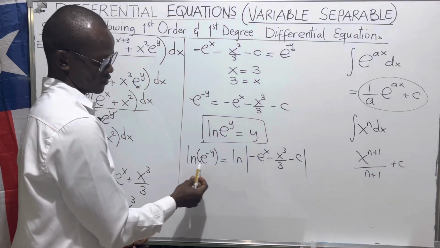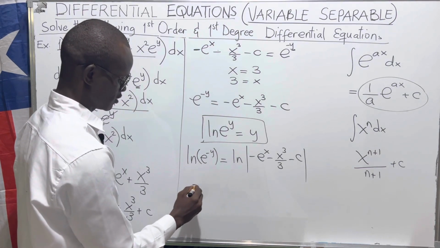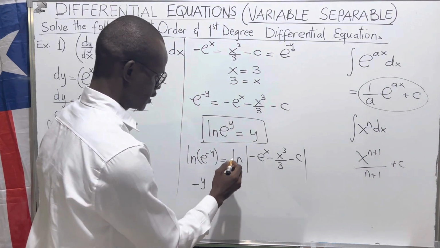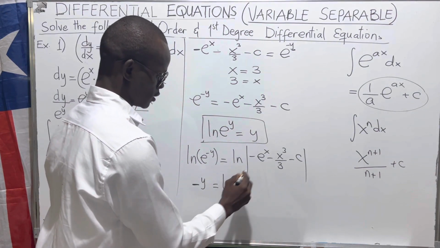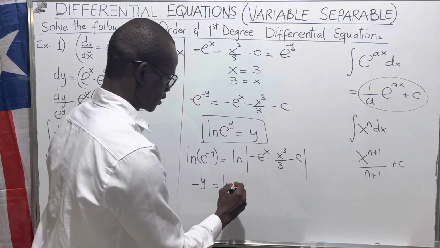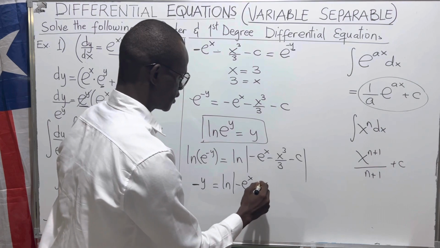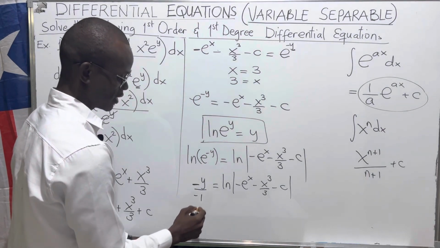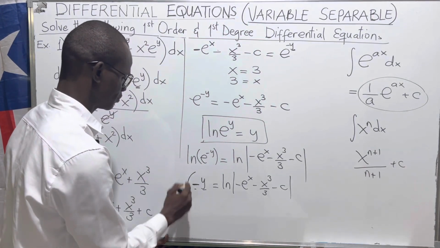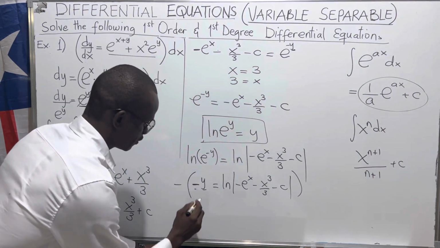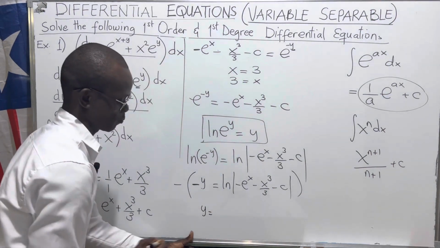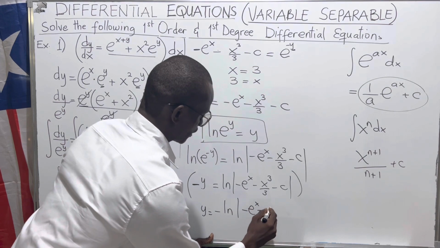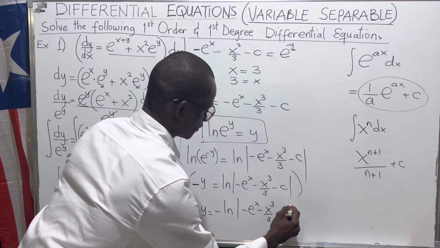So now the ln of this one is just equal to minus y, right? So this one now will be the ln of this expression, minus e raised to the power x minus x cubed all over 3 minus c. So we multiply the entire expression by minus. It means we will have positive y equals negative the ln of minus e raised to the power x minus x cubed over 3 minus c.